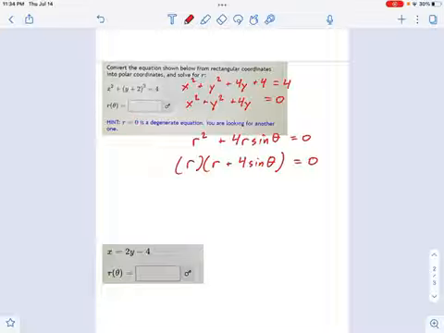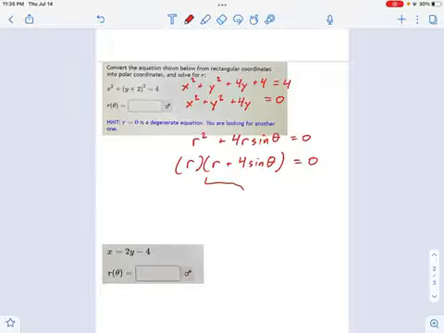This is what we're talking about. We don't worry about r equals 0. That's the equivalent of DNE, right? It's just a point at the origin. It doesn't really mean very much, and it's degenerate, so we're going to ignore that one.